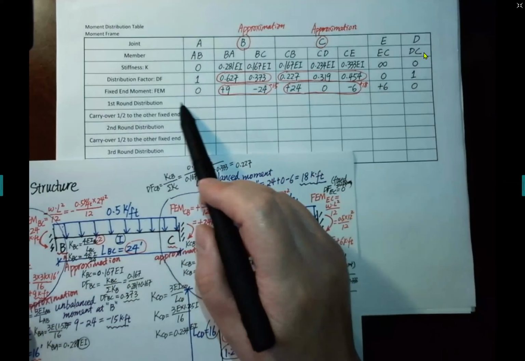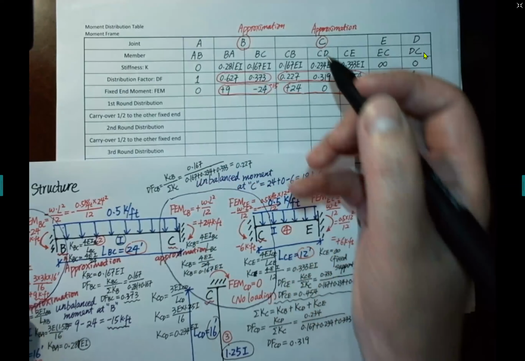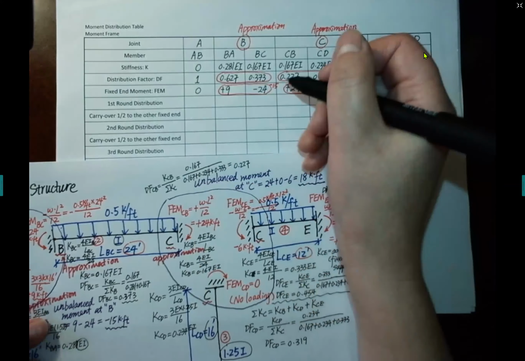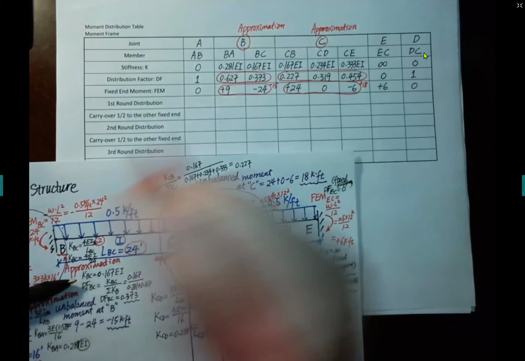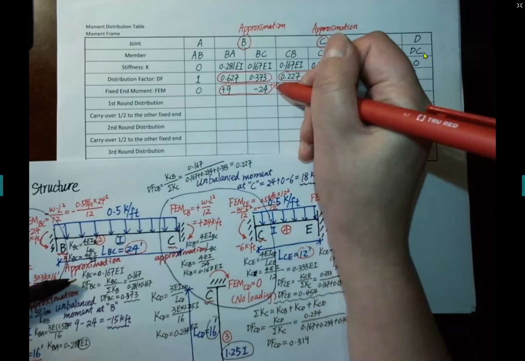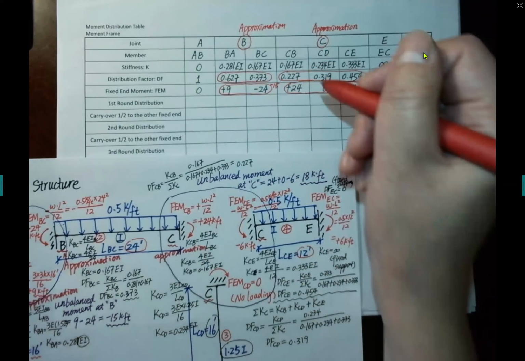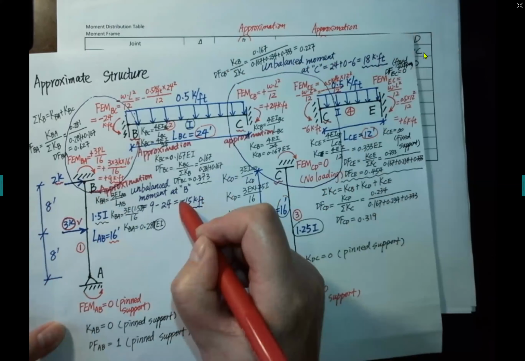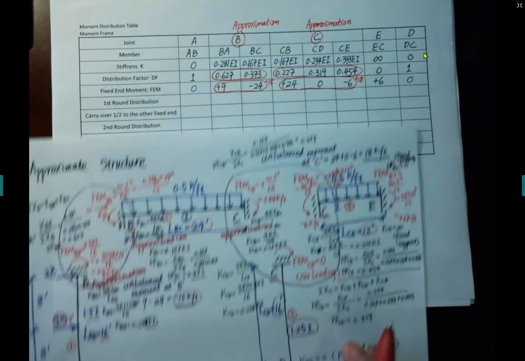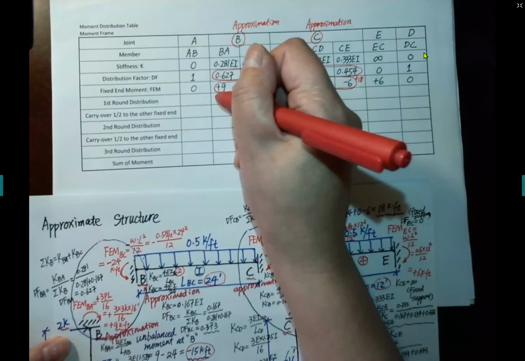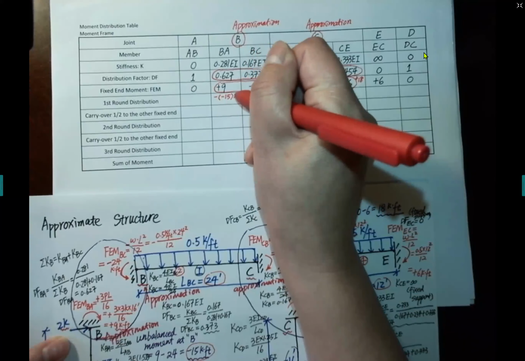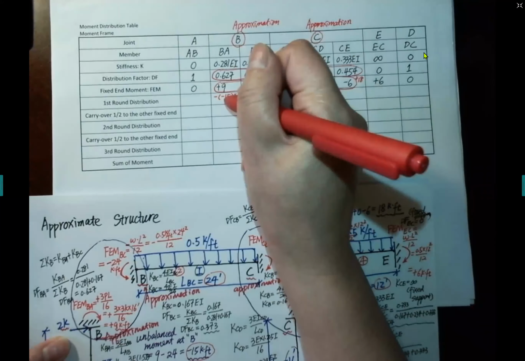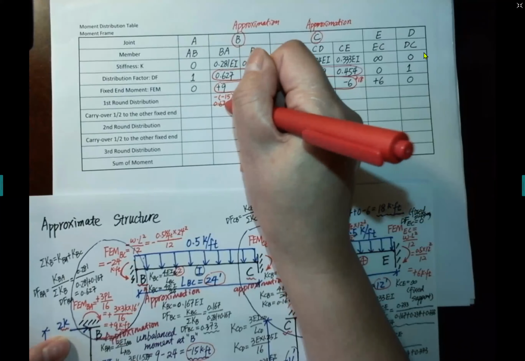For the first round of distribution, we use the unbalanced moment and take the negative sign. So when we do the unbalanced moment, we take the negative sign, so we'll use positive. So take negative 15 times the distribution factor of each member, 0.627.